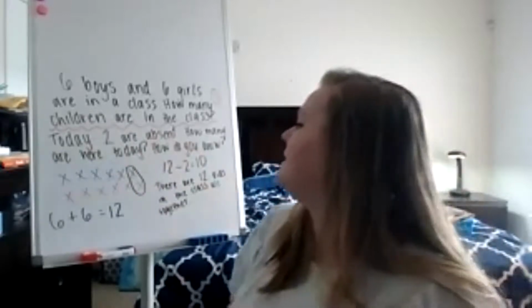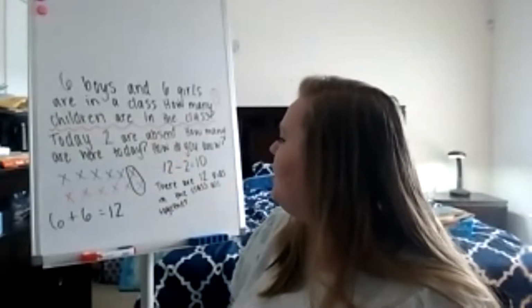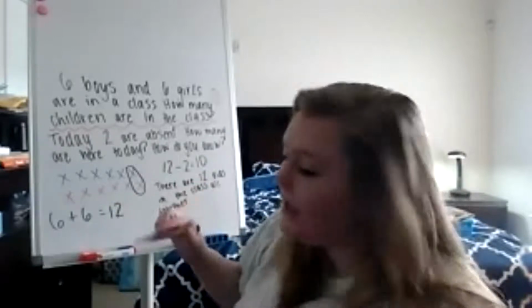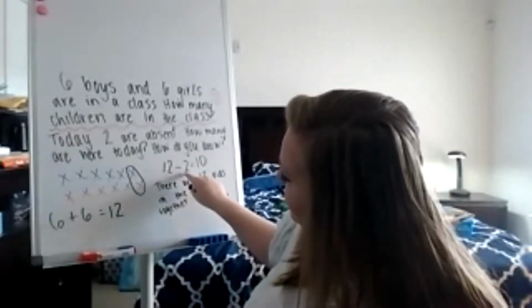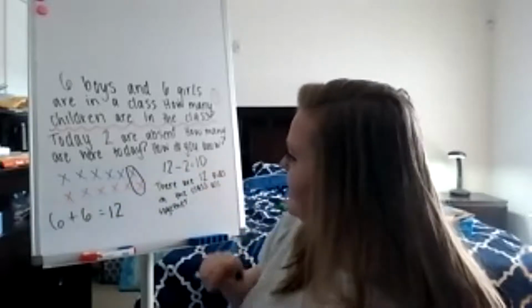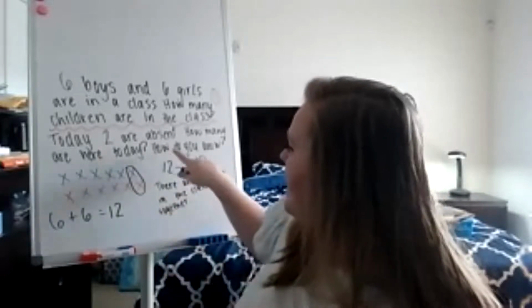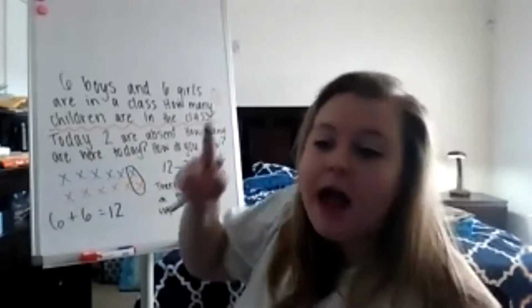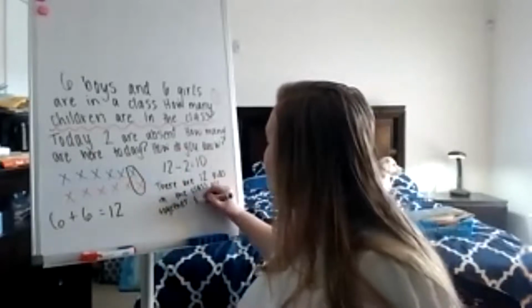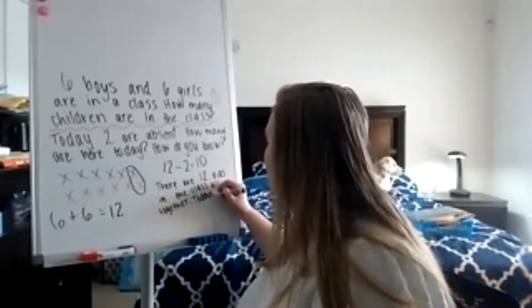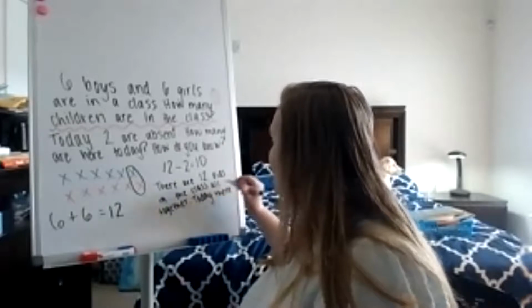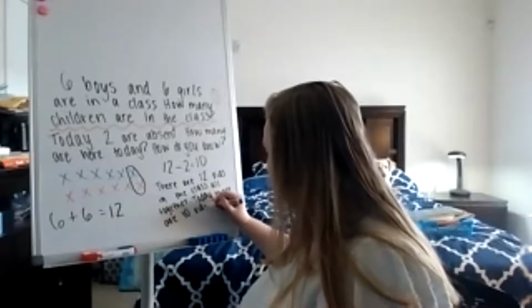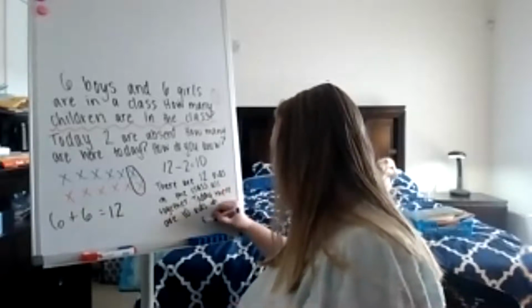Today, 2 are absent. How many are here today? How do you know? Well, when we said 2 were absent, we took those 2 away, and when we did 12 take away 2, we were left with 10 students here today. How do we know that? We showed with our work that we figured out how many there are in all, and we took away 2. So today, there are 10 kids in class.